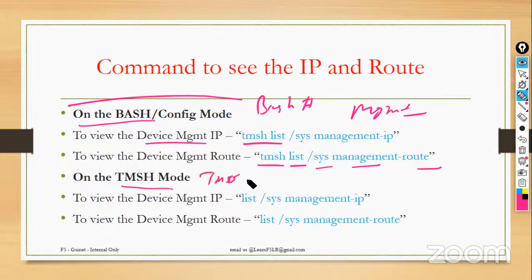then you no need to type tmsh. You need to just type list sys management-ip. You will see your IP. And instead of IP, you type route. You will see your route.